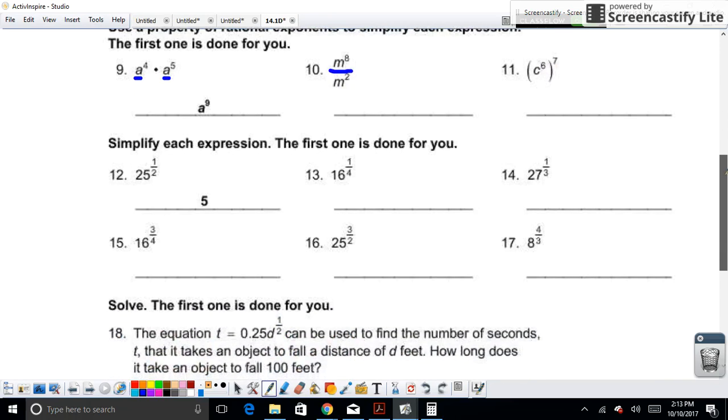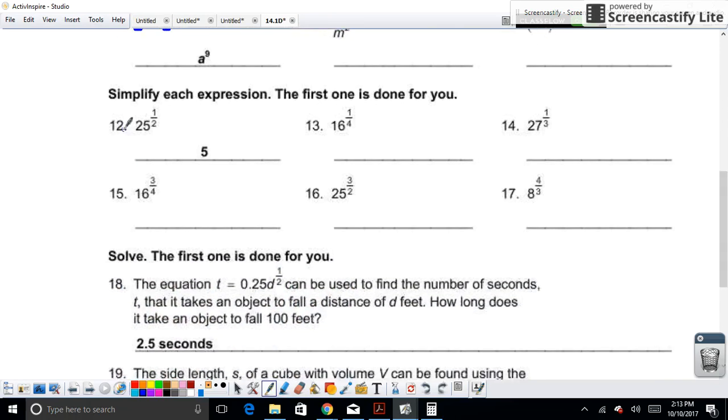Now down here, let's get to the meat of it. I will do numbers 12 and 15 for you. Number 12 is 25 to the 1/2 power. We don't like fractions in the exponent, so let's write it as a radical. You're going to write that as your square root symbol. 25 will be the radicand, and the 1 goes inside, and the 2 goes outside as an index. And all this says is, what is the square root of 25?